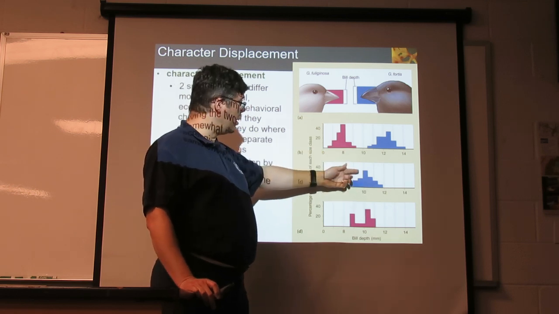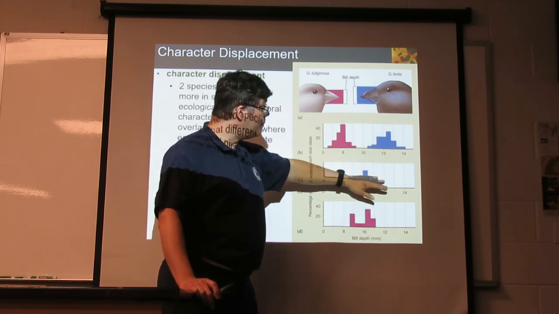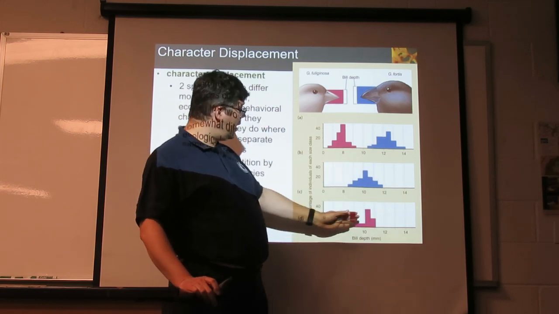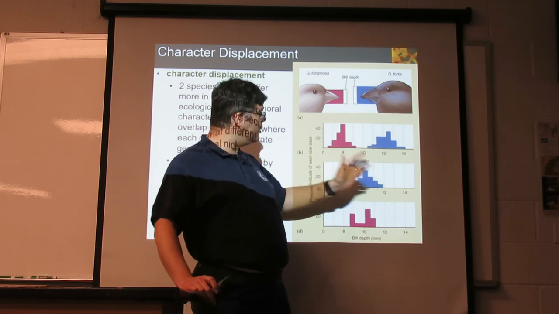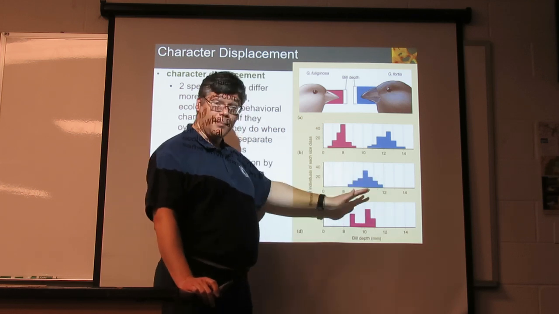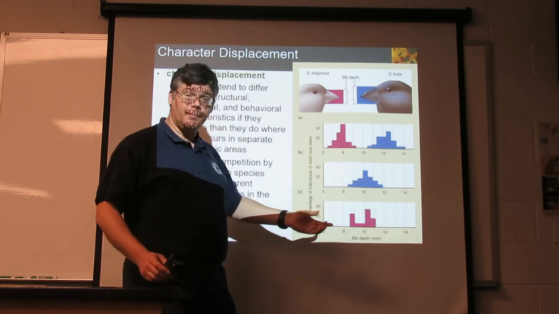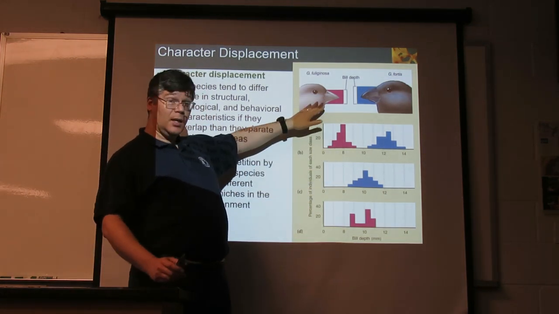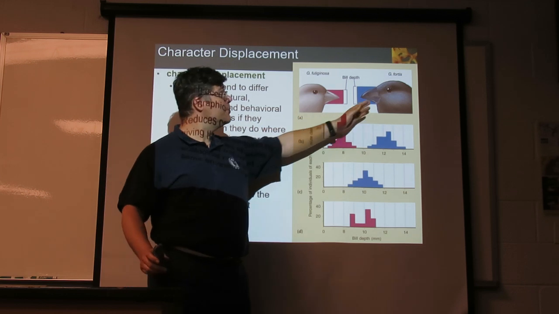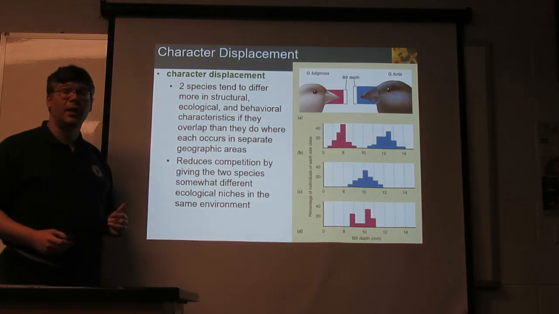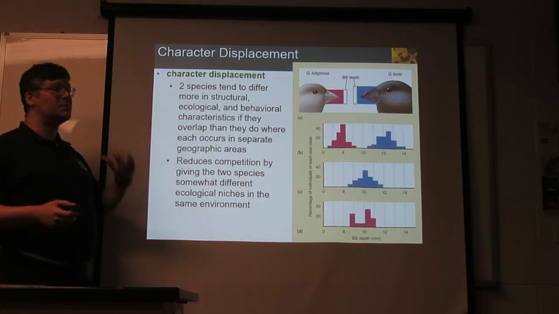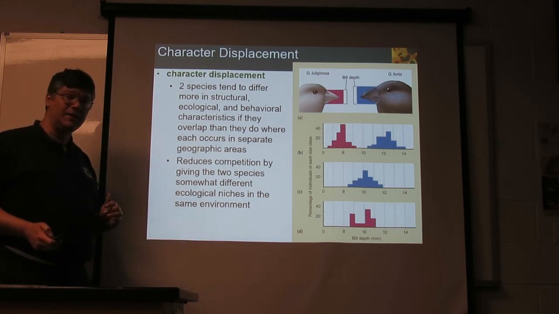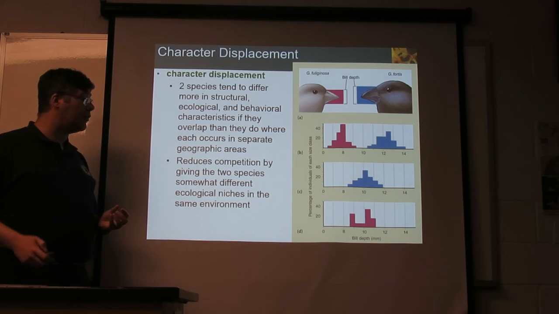In places where only one of them is found, the beak size tends to be more in the middle. Yeah, they're tending a little smaller here, a little bigger there, but a lot of overlap because, well, there's no competition, so they might as well try to eat all the seeds. But where there is competition, this one specializes on the smaller seeds, that one on the bigger ones. And so by character displacement, the difference in a particular feature, beak size in this case, they're able to do different things.